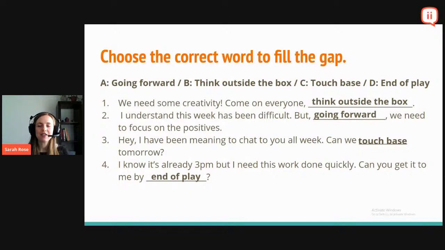But when you touch base, you don't have an agenda. It's not a long meeting. It's usually just to explain your current situation, make sure everything is okay, and to check up on somebody. Sometimes instead of a meeting, you might touch base, get a coffee and touch base, or go for a cup of tea or some water to touch base.